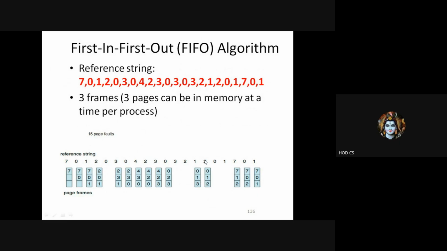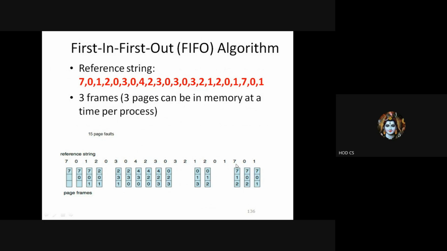Again 2. So we need to check whether 2 is available. 2 is actually not available. So I have to find out the victim bit. So the victim bit is 3 because 3 is the one which comes first. So I'm going to replace it by 2. So now 0 and 1. 0 is available, leave it. 1 is available, just leave it.